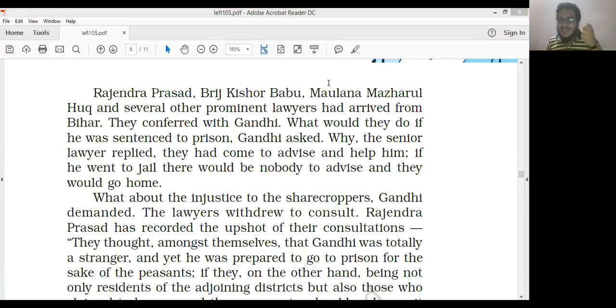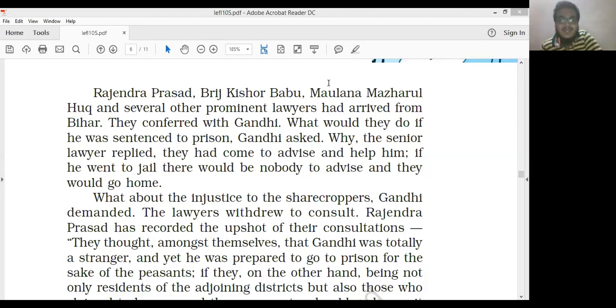He had sent a telegram, and the people of like mind, Rajendra Prasad and the others, joined Gandhi. They arrived from Bihar and conferred with Gandhi. What would they do if he was sentenced to prison? Gandhi's first question was, if he is sentenced to prison, if Gandhi is taken to jail, what will these people do? This was the first question asked directly by Gandhi to that group of people.